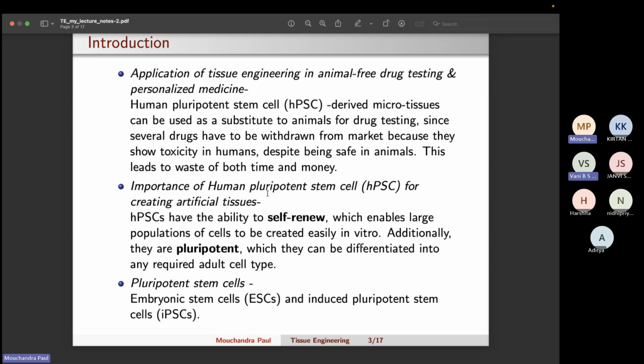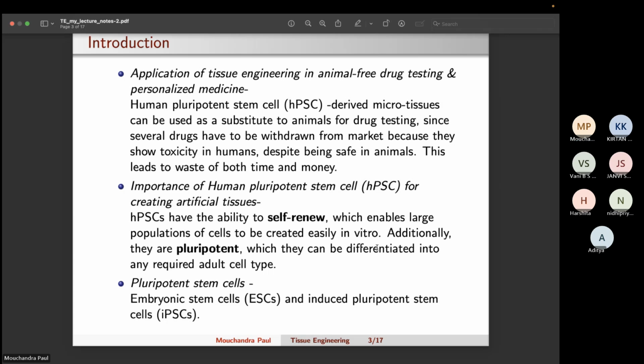Another thing is why one should opt for these kinds of pluripotent stem cells for making artificial tissues. If you look at the properties of these pluripotent stem cells, one is that they are self-renewable, meaning they can create multiple clones of themselves. In this way, you can culture them in such a way that all the cells remain stem in nature, the stemness is intact, and you use them to create the tissue.